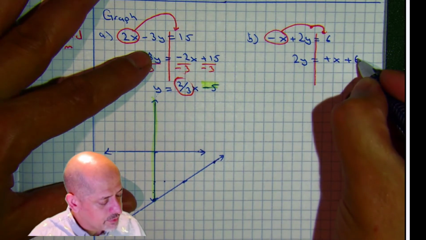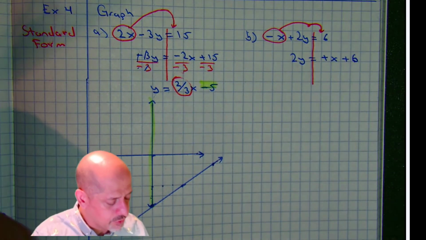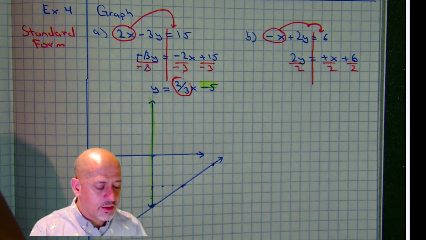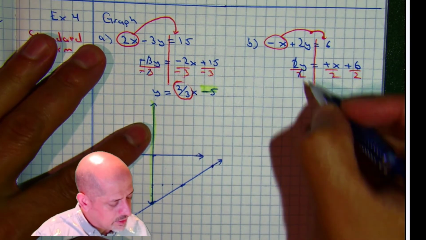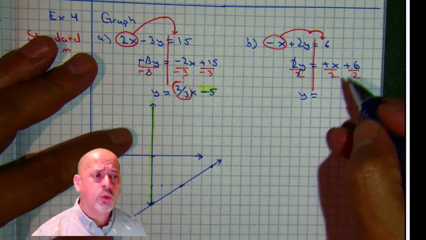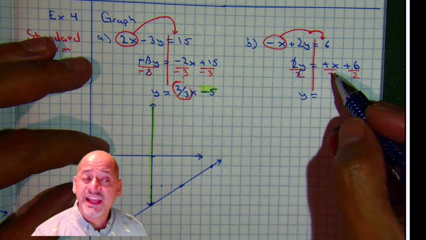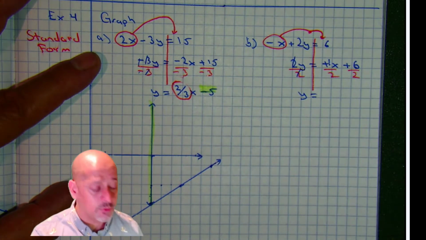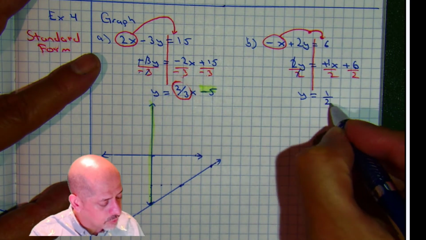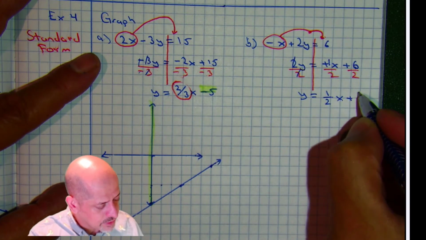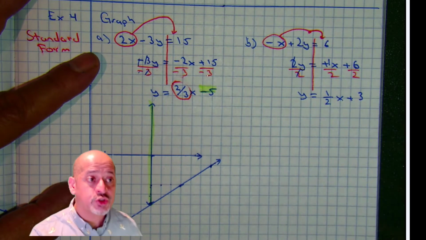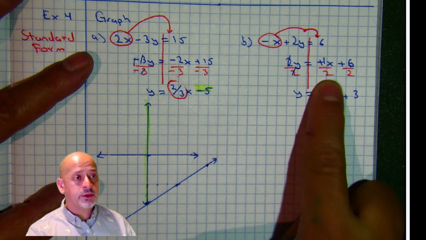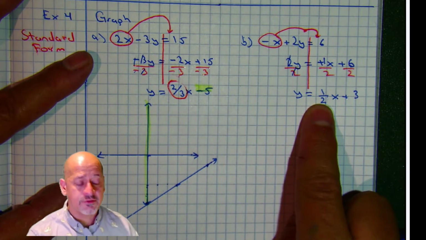And what is my last step? My last step is to divide by 2. I'm going to divide everything by 2. Now my 2's cancel, and we have y equals. What's x divided by 2? Well, the x has a leading coefficient of 1 that we can't see. That's hiding from us. So therefore, it's 1 over 2x plus 3. 6 divided by 2 is 3. So just be careful. That is not 2x. 1 divided by 2 is just 1 over 2, half.